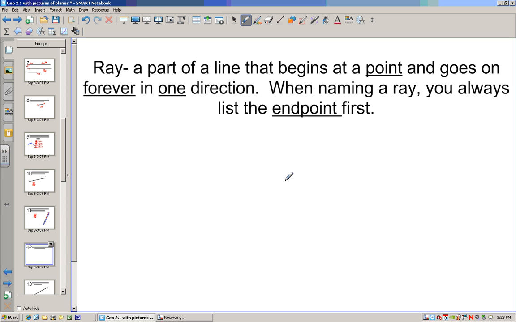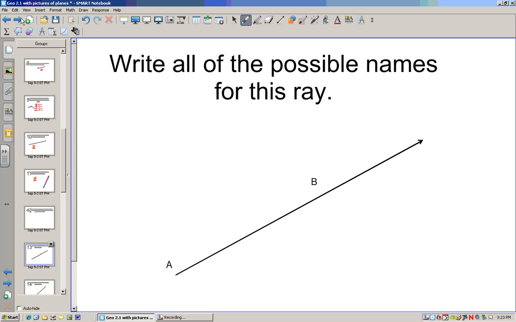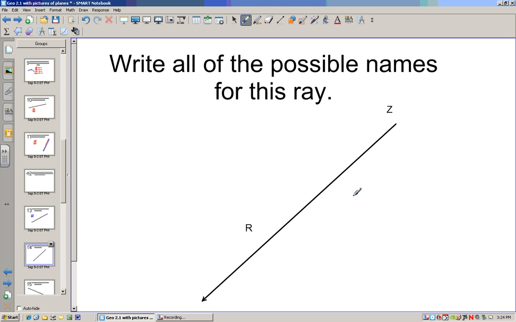A ray. A ray is a part of a line that begins at a point and goes on forever in one direction. When naming a ray, you always have to list the endpoint first. And this is something that a lot of people get wrong, is they don't list the endpoint first. So if we're looking at this ray, it starts at A, goes to B, and we put this symbol where it has the endpoint and then the ray. Here, what a lot of people want to say is RZ, which is incorrect. You name the endpoint first, which is Z, then you go to R, and then you draw your ray on top.